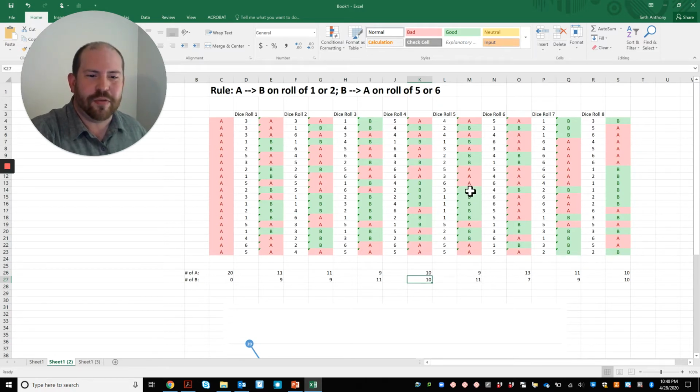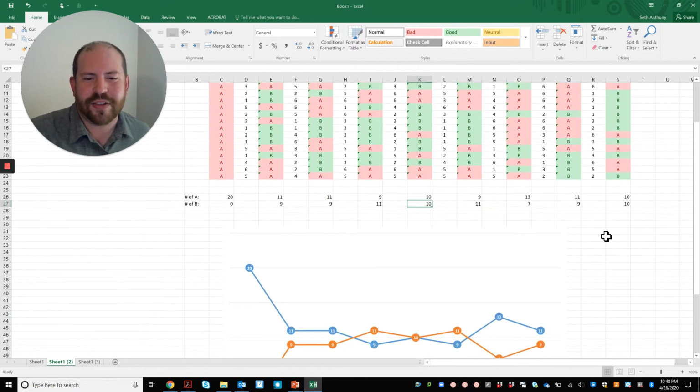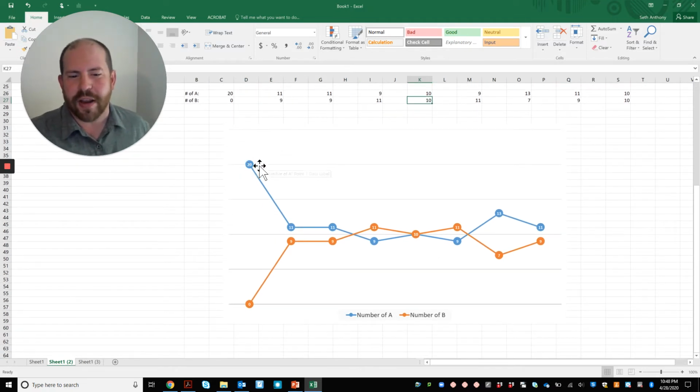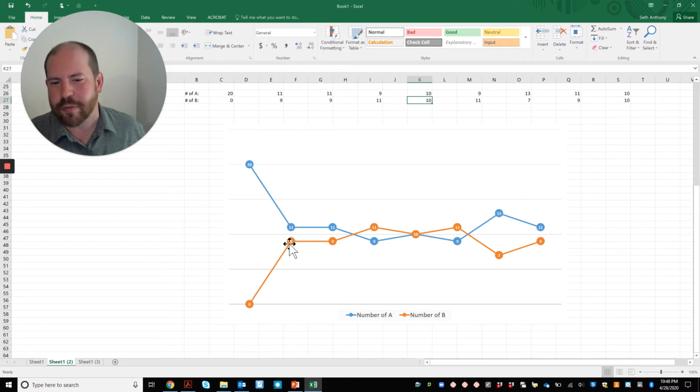To the fifth dice roll, again, B's to A's, and one A converting to B. And some of that happens on each dice roll. So now let's scroll down and look at what happened. We started out with all A's and no B's. After that first dice roll, we have a decent number of each.